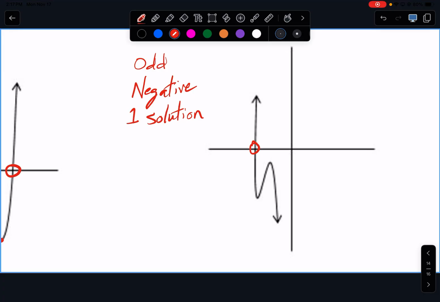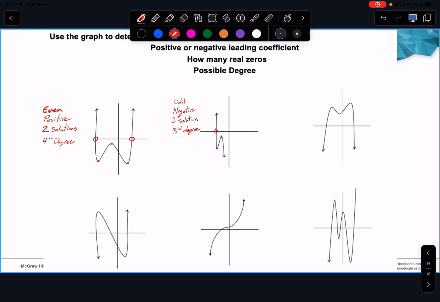Okay, now, how many turns does it have? 2. 2 turns means it could be what degree? The third degree. Okay, you've got 4 more. I want you to give it a shot.